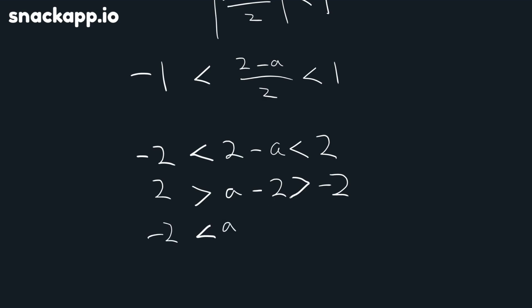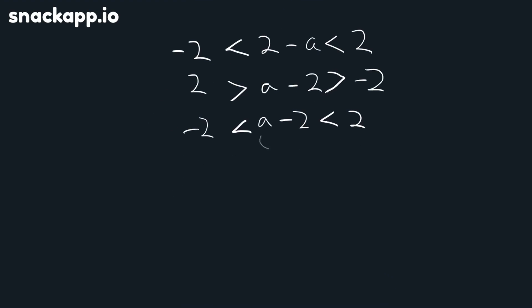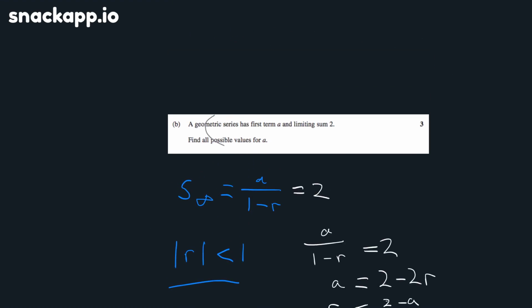I know it seems a bit silly because we're just going back to what we had before and I've just changed the middle bit, but if you followed it, it should make sense. And now I'm going to get rid of this -2 by adding 2 to everything. So that'll become 0, and a will be between 0 and 4. And there you have it. That's the final answer right there: the values of a we can have such that the limiting sum of a geometric series is equal to 2.